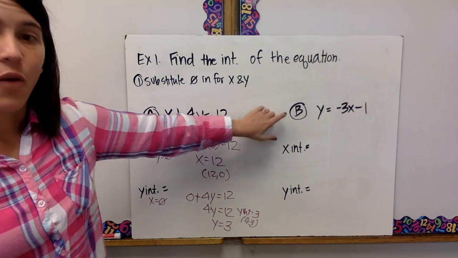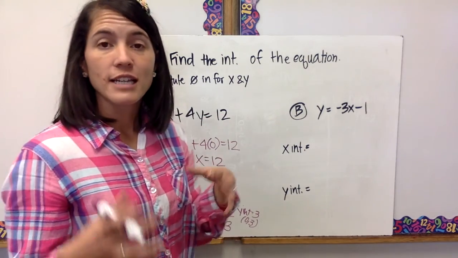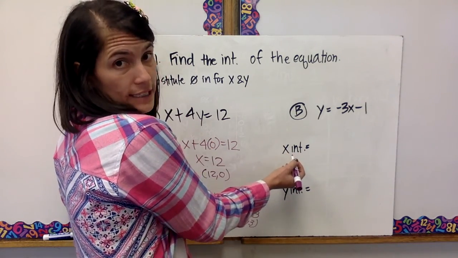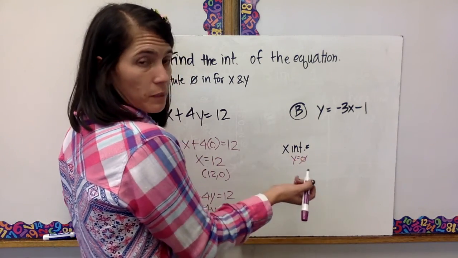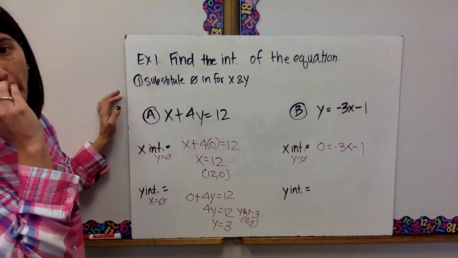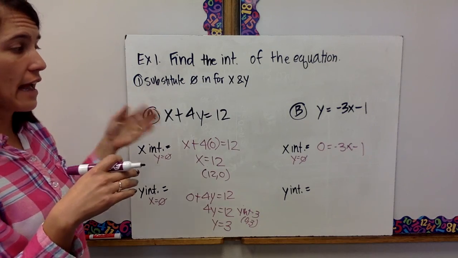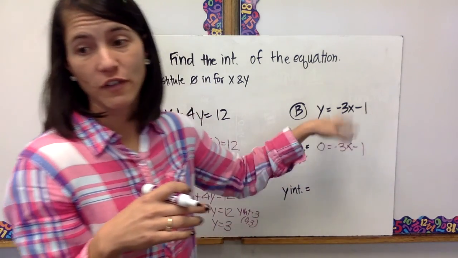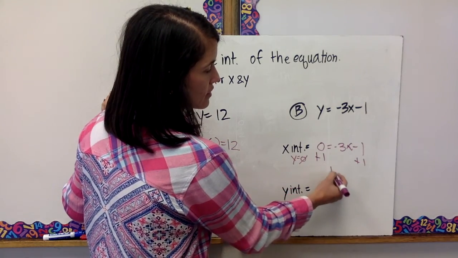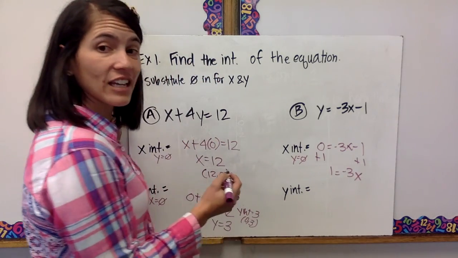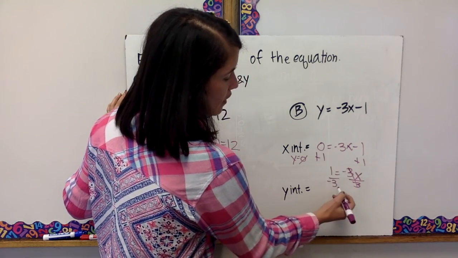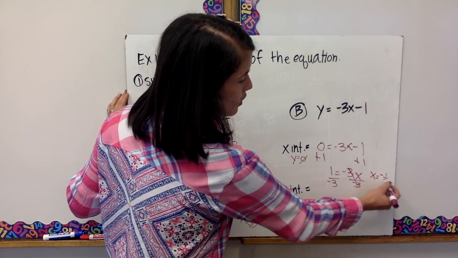Let me go over B with you. Y equals -3x minus 1. To find my intercepts, I'm going to substitute 0 in. So for the x-intercept, I'm going to let y equal 0. 0 equals -3x minus 1. So for this problem, I have a 0 on one side, and then I have an expression on the other. I need to move my 1 over, so I'm going to add 1 to both sides. And I get 1 equals -3x. Divide both sides by -3. And x is going to equal -1/3.